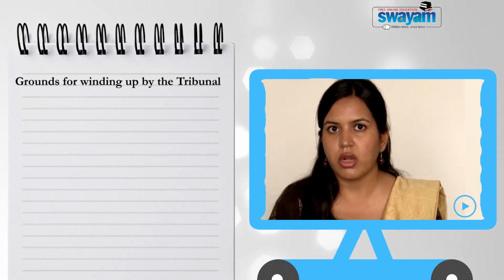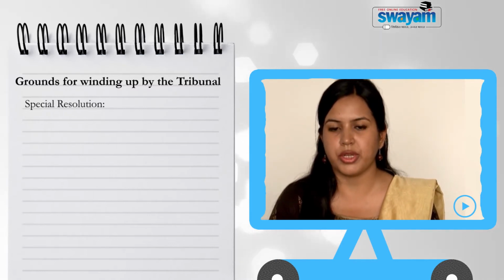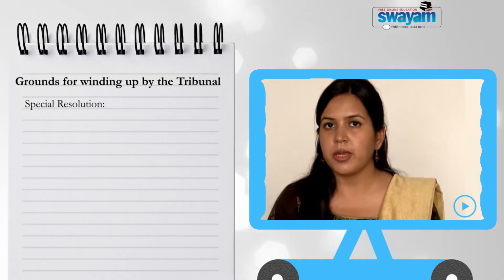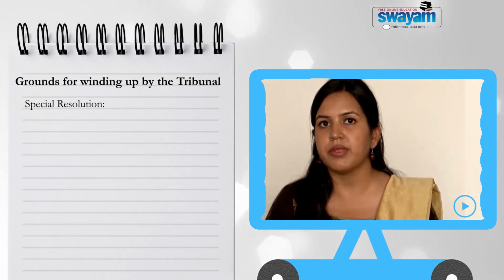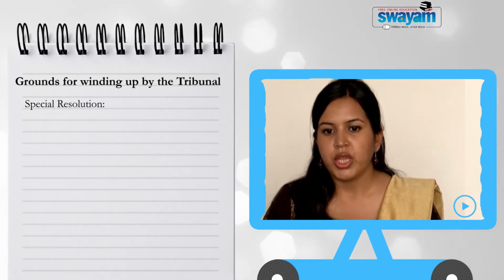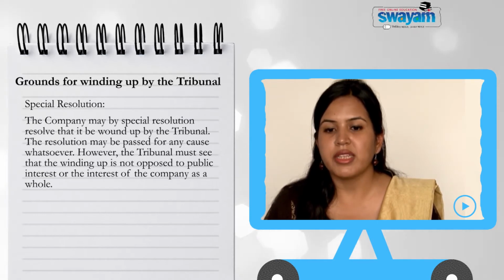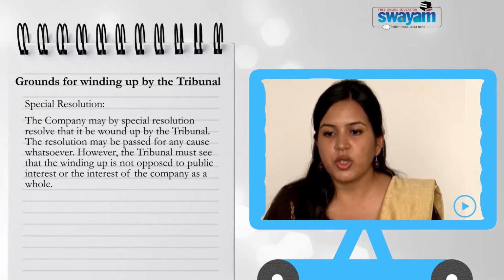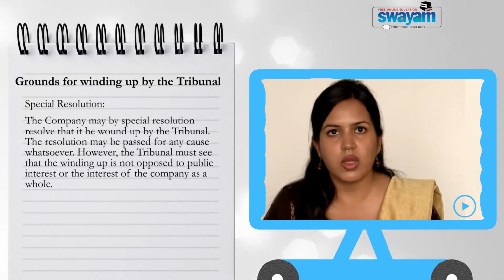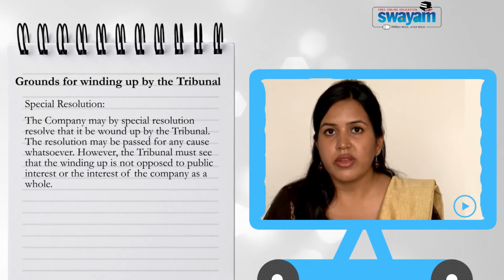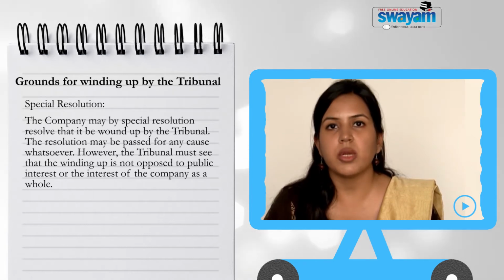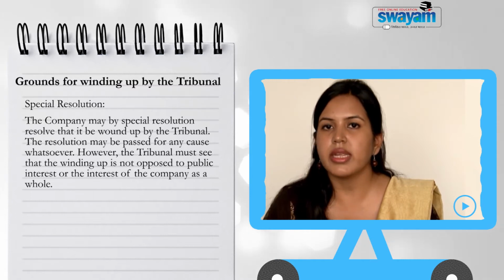Another ground of winding up is special resolution, that is, a special resolution passed by the company's members in a board meeting. A company may by special resolution resolve that it be wound up by the tribunal. The resolution may be passed for any cause whatsoever. However, the tribunal must see that the winding up is not opposed to public interest or the interest of the company as a whole.